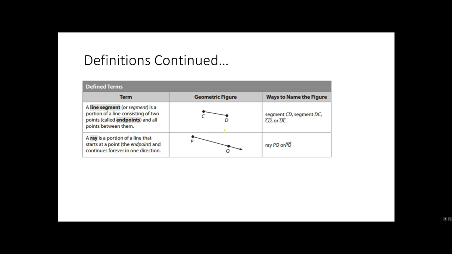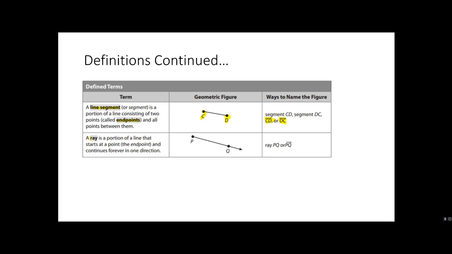All right, definitions continued. A line segment, or segment, is a portion of a line consisting of 2 points. Both points are called endpoints. For example, our endpoints here are C and D. Now, when we write this in notation for proofs, we would say segment CD, and we would write it that way, or segment DC, and we would write it that way.